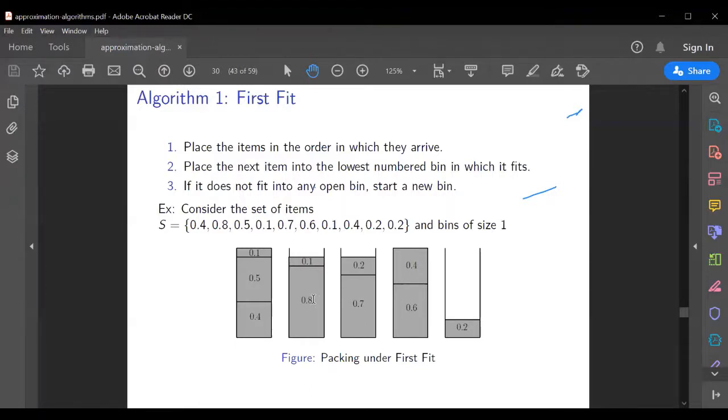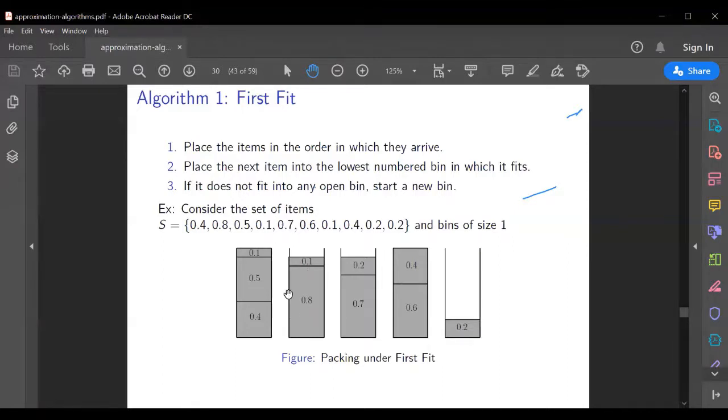So put it in 0.8, in the second bin. Then you have a 0.5. It can fit in the first bin itself, so put it. Next one, 0.1. That can be accommodated in the first bin, so put it. The next one is 0.7.